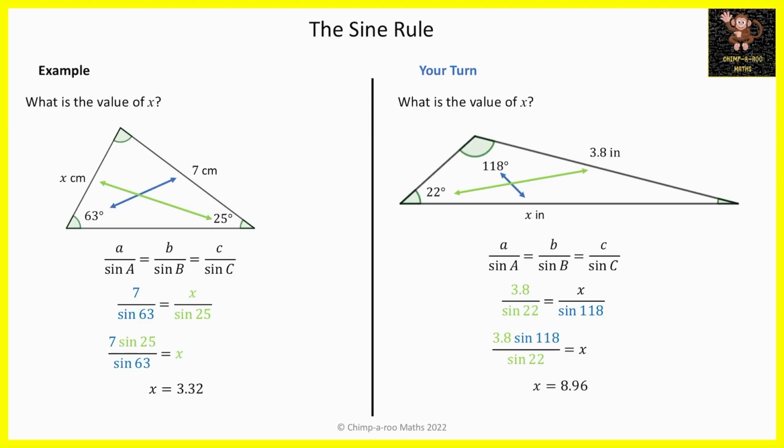Now in both those cases you've got to think, is it sensible? Remember that the longest side is always opposite the largest angle. So your value for x should be bigger than 3.8 because 118 is bigger than 22. So the biggest side is opposite the biggest angle.